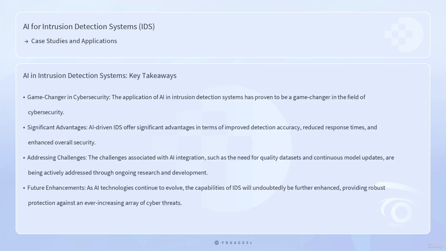In conclusion, the application of AI in intrusion detection systems has proven to be a game-changer in the field of cybersecurity. Through various case studies across different sectors, it is evident that AI-driven IDS offer significant advantages in terms of improved detection accuracy, reduced response times, and enhanced overall security. The challenges associated with AI integration, such as the need for quality datasets and continuous model updates, are being actively addressed through ongoing research and development. As AI technologies continue to evolve, the capabilities of IDS will undoubtedly be further enhanced, providing robust protection against an ever-increasing array of cyber threats.